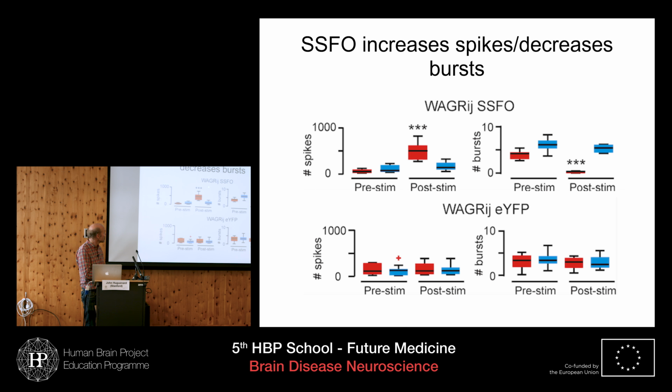the seizures. So you can see that the number of action potentials goes way up when we turn on the SSFO. So we pushed them into this tonic firing mode. They're not firing bursts. The bursts are completely eliminated in this post-burst period. And this is associated with a blockade of the seizures.